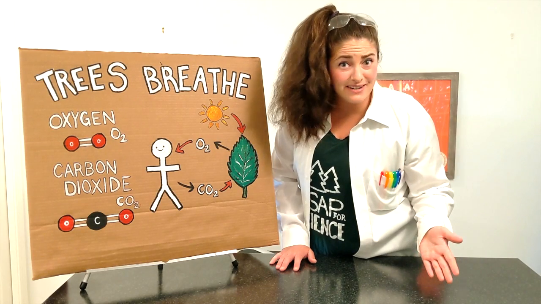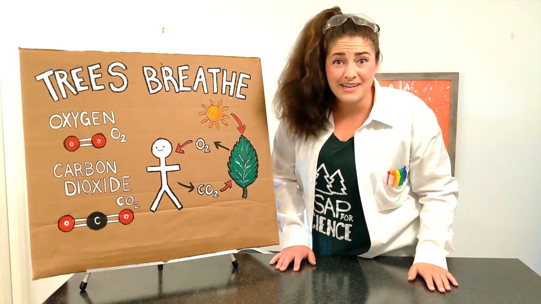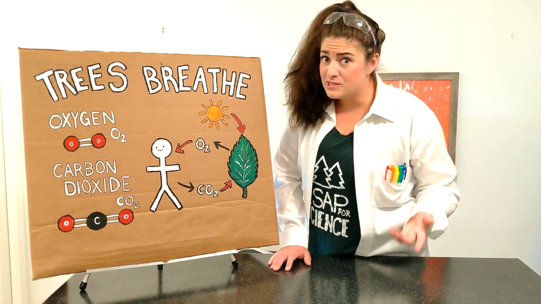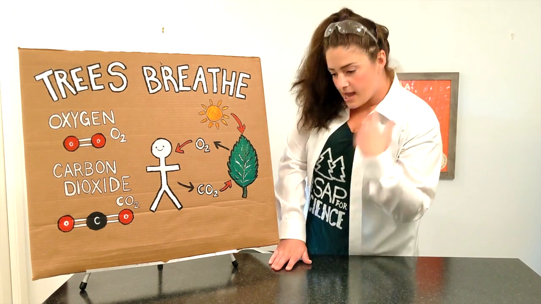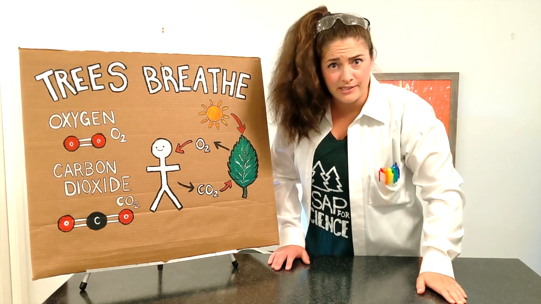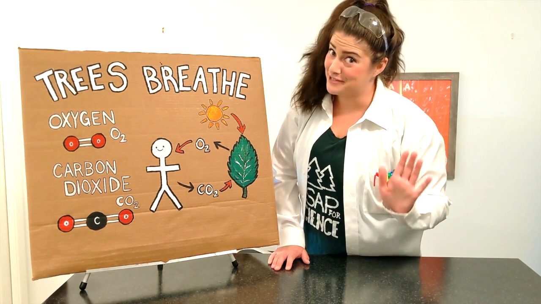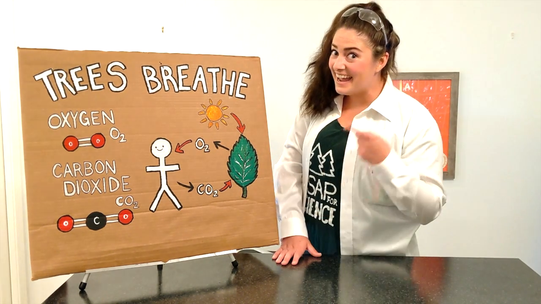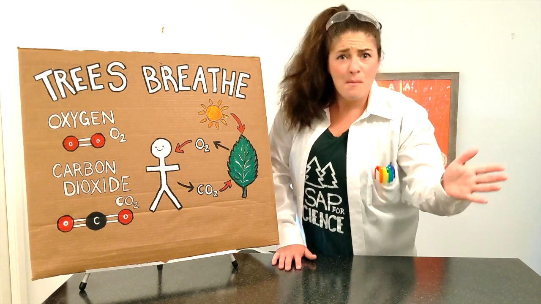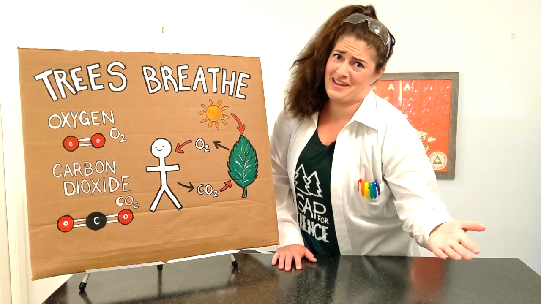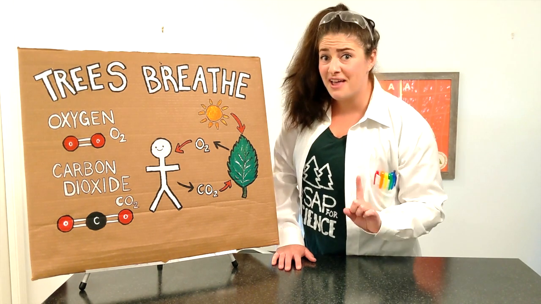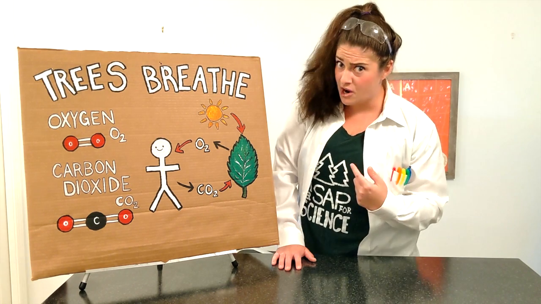So, how do trees give us oxygen? Well, trees breathe too. Remember, we humans inhale oxygen and exhale carbon dioxide, but trees do the opposite. Every day is opposite day for trees. They inhale carbon dioxide and exhale oxygen. But Professor Particle, you say, trees don't have lungs. They can't breathe.